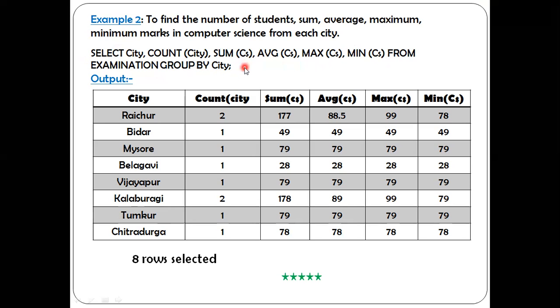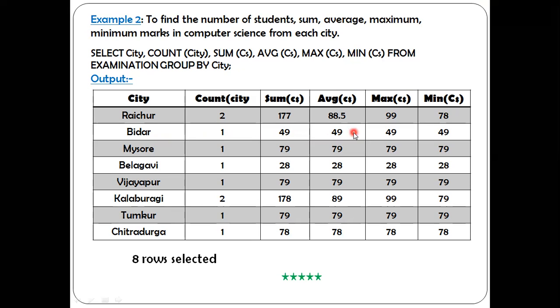Once again, I'll read. Select city, comma, count of city, comma, sum of CS, comma, average of CS, comma, max of CS, comma, min of CS. From which table? Examination table. Group by city. Have a look at the output. I am going to get 8 records. So city is Raichur, count 2, sum is 177, average is 88.9, max is 99, and min is 78, minimum marks.